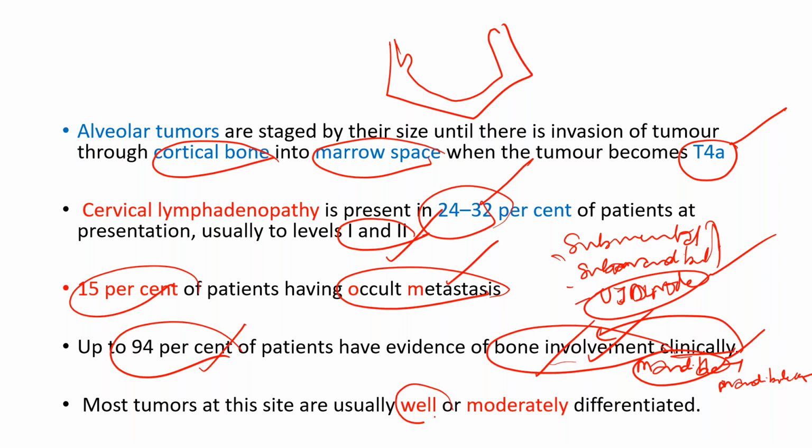Most tumors are well or moderately differentiated. Based on differentiation, there are well differentiated, moderately differentiated, poorly differentiated, and anaplastic. These are the four types of differentiation I told you. Well and moderate are good ones. Poor and anaplastic are bad ones.